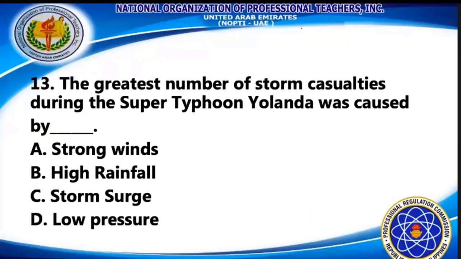13. Alam niyo to. The greatest number of storm casualties during Super Typhoon Yolanda was caused by strong winds, high rainfall, storm surge, low pressure.